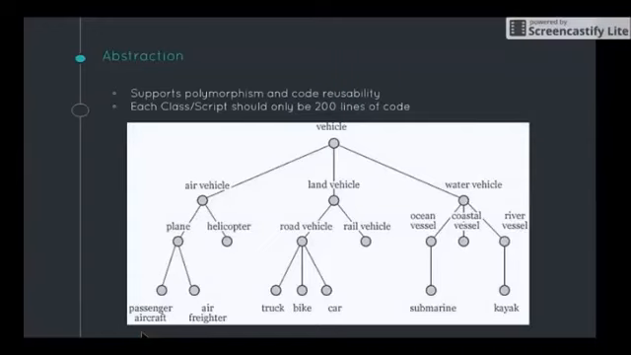cars, bikes, etc. That's polymorphism and abstraction. Looking at the diagram, you can see how vehicles are broken down into air, land, water vehicles, and then they're broken down further into plane, etc., and then broken down another level.